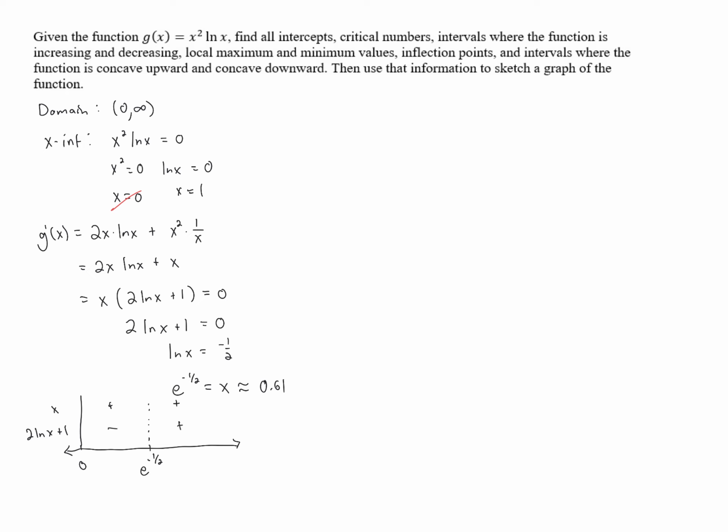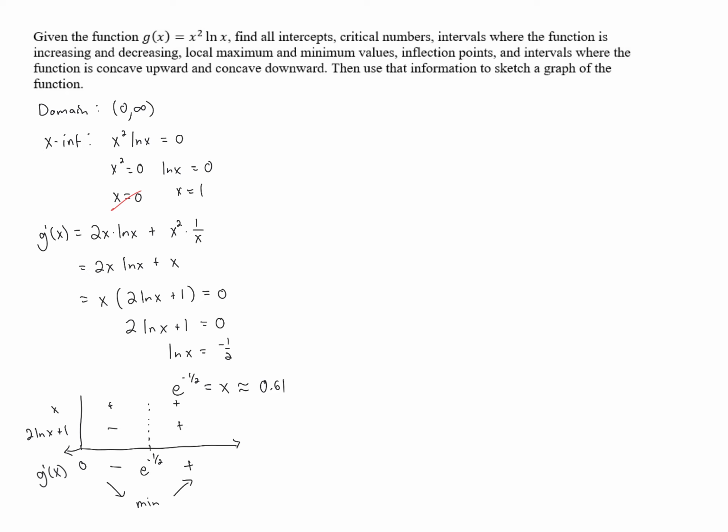I will leave that as an exercise for you to pick an x value in each of those intervals and plug it in. And then in the end, our derivative is going to end up being negative and then positive, which means decreasing and then increasing. And that's going to give us a local minimum at e to the negative 1/2.